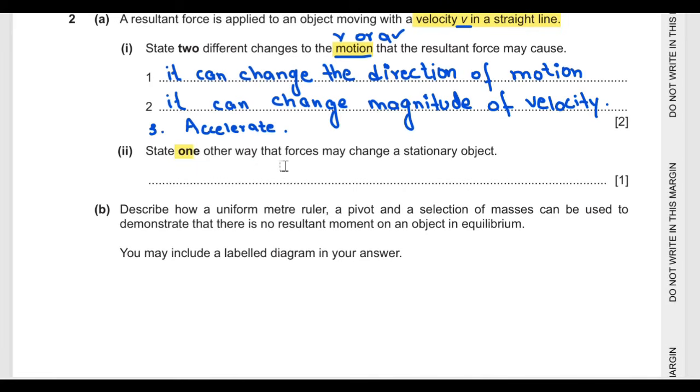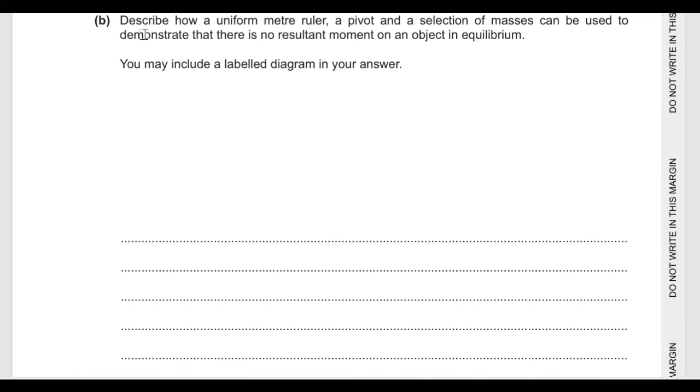Second part says state one other way that the force may change a stationary object. So a force can change the size and shape of a stationary object. B part says describe how a uniform meter ruler, a pivot, and selection of masses can demonstrate that there is no resultant moment on an object in equilibrium. You may include a labelled diagram in your answer.